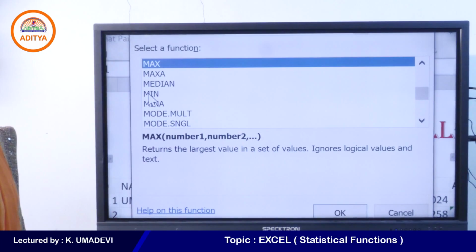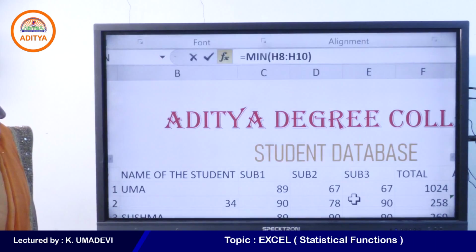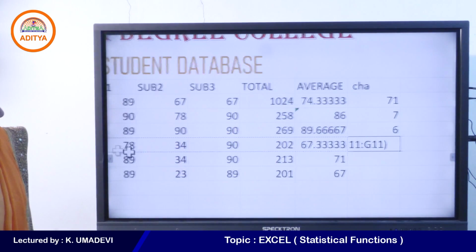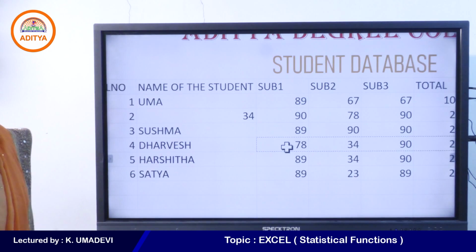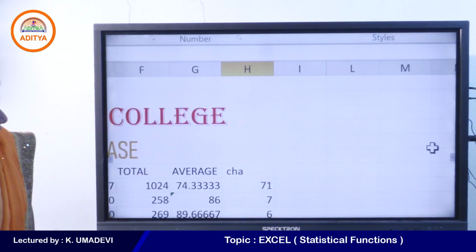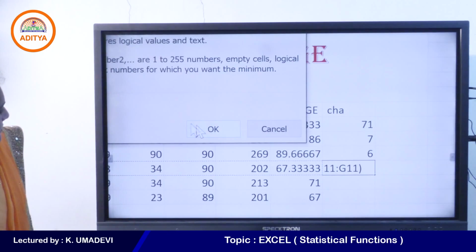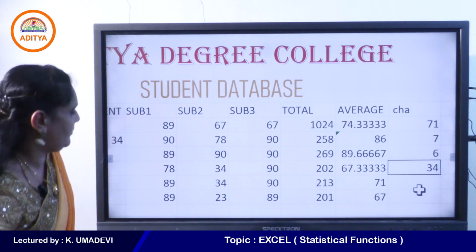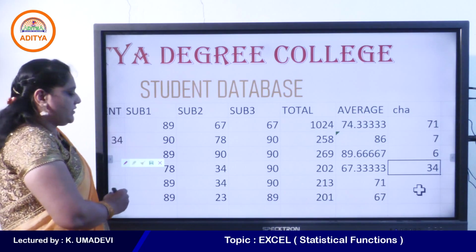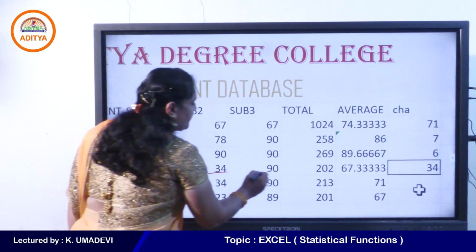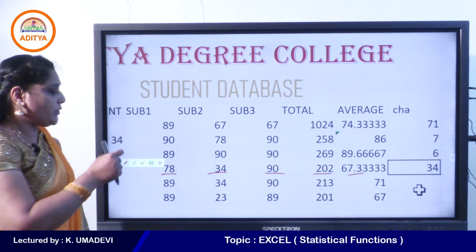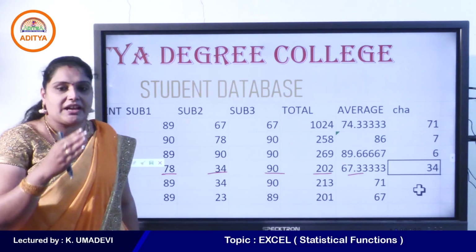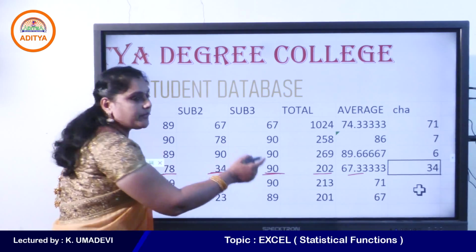See, max and min. First I will show you how to use the min function. Click on OK. Just select the range, students. The range is C11 to G11. Just press enter key. Click on OK. So 34 is the result. Why? Because we have selected C11 to G11, right? 78, 34, 90, 202, 67. So what is the minimum value of this selection, students? 34 is the minimum value. So we use the min function when we need to find the minimum value of a group of numbers.